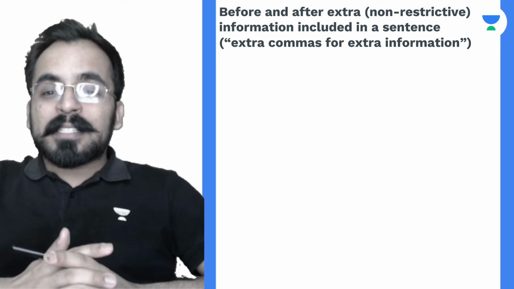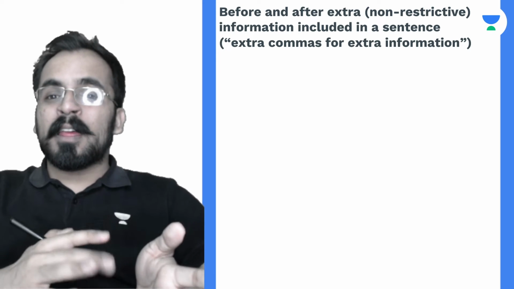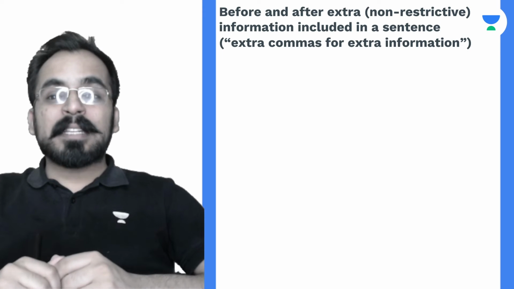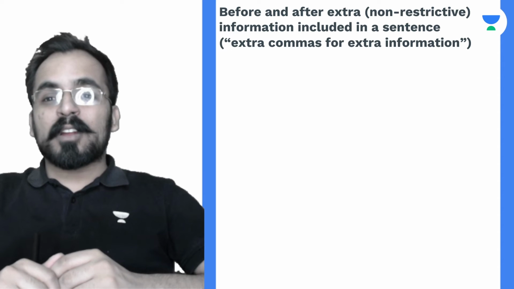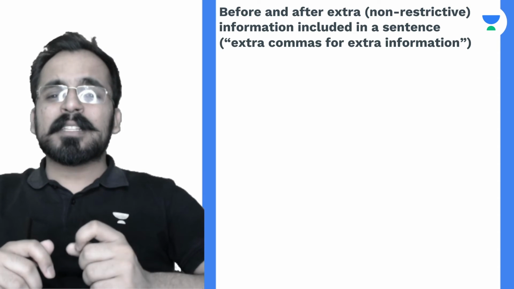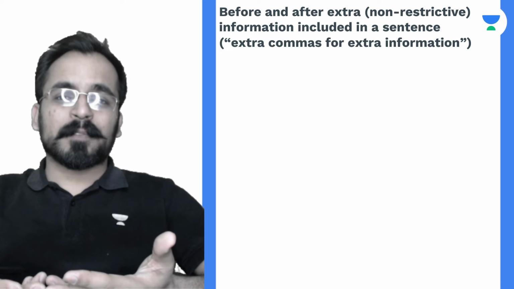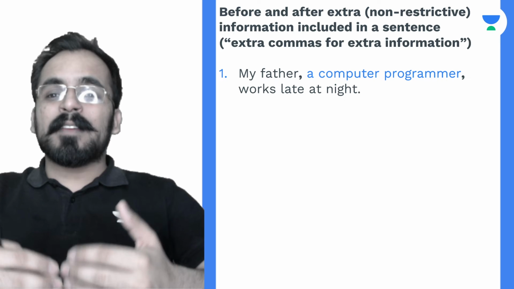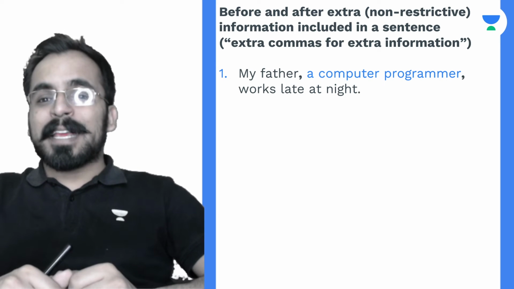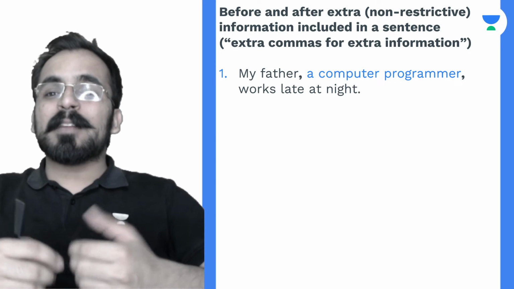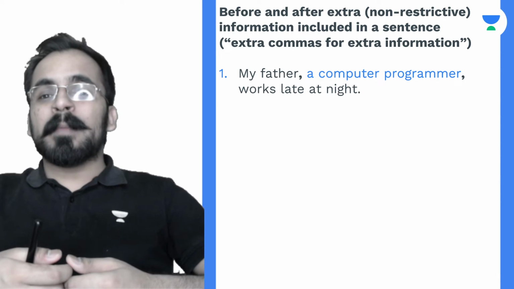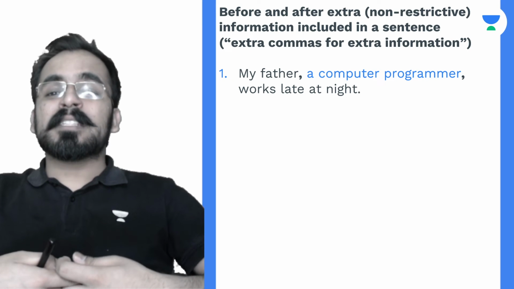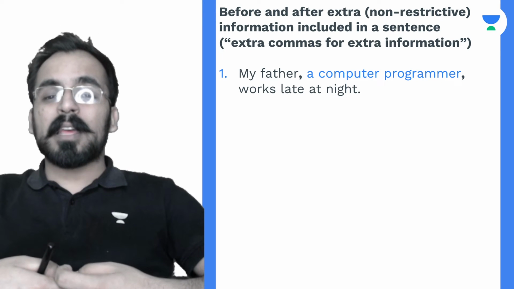Now the next rule is commas used before and after non-restrictive information. Now that might seem like a technical word to you, but not to worry. Non-restrictive information is just additional or extra information. So even if we remove this extra information, the sentence would still be the same. It would not alter the meaning of the sentence. So it just gives me additional information about my subject, about my noun, about my pronoun.